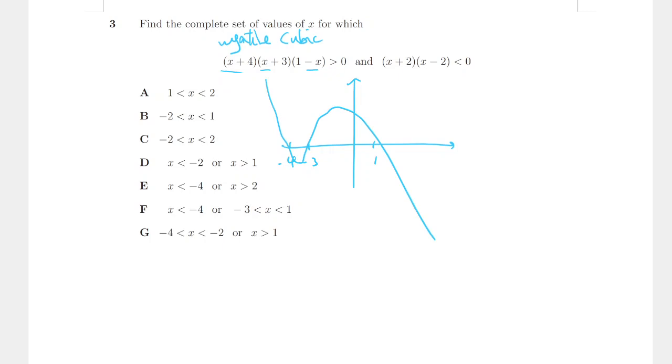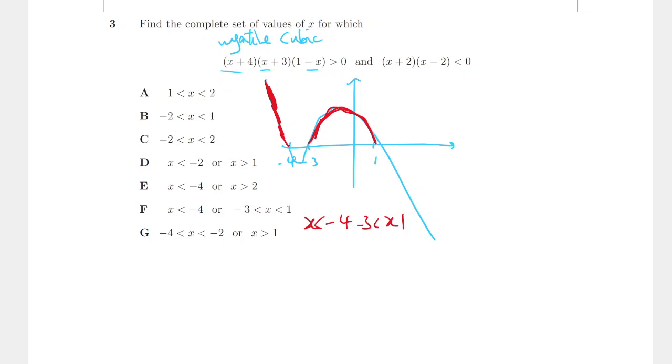Okay, so it has to be greater than 0. Greater than 0 means you're above the x-axis, right? Greater than 0, so this part of the graph, and then this part of the graph, yeah? This part and this part. Good. So therefore, what satisfies the first cubic inequality? Either you have x is less than negative 4, or you have x is between negative 3 and 1. Yeah, good.